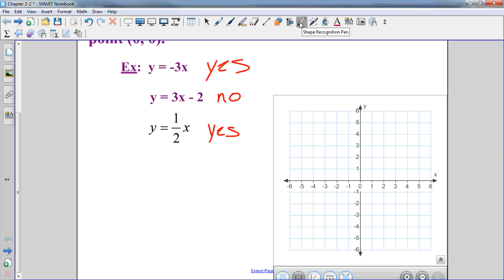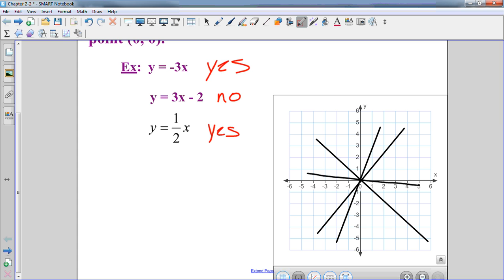if b is 0, it has to go through this right here, doesn't it? So that means they're going to look a lot like this. Right? There's one. There's another one. When you keep drawing these, you're going to end up having something that looks like a star. You see that? They're all going to go through the origin. It's going to look a lot like a star. Everything has to go through that in the center. Okay? Because your y-intercept has to be 0 in order for direct variation.